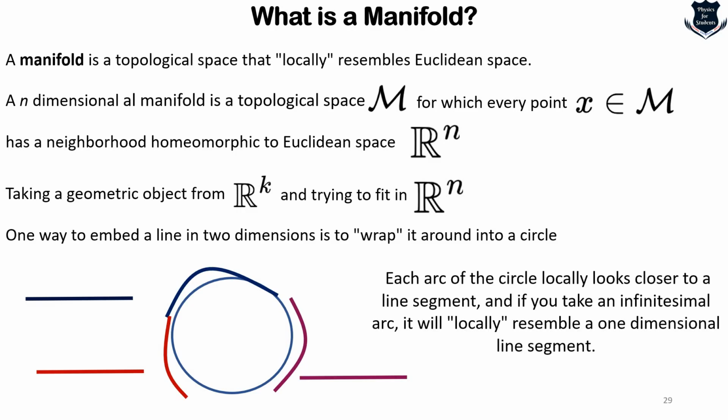So what is happening is that each arc is trying to wrap over the circle. And if you zoom in on the arc closely, you would see that it is an infinitesimal arc and it will locally resemble what is called a one-dimensional line segment. This is the beauty of a manifold. If you zoom and zoom and zoom, because it is an infinitesimal arc, it will just become a line segment. And each time I'm trying to wrap it over the circle.